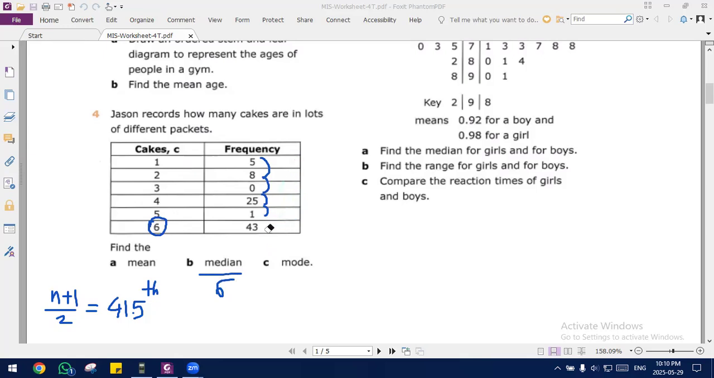Then the last part, part C, find the mode. What's the definition of the mode? It's the most repeated value or the value that has the highest frequency. Let's check the frequency. Which one is the highest? 43. So is it 43 the mode? No. The answer should always be from the first column. Frequency is only to help me. So which one has the highest frequency? 6.